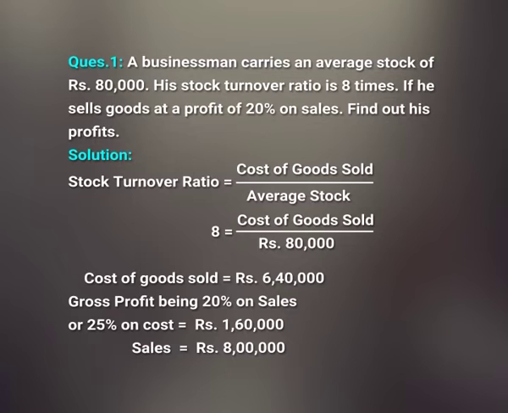Stock turnover ratio is equal to cost of goods sold divided by average stock. So, we have 8 is equal to cost of goods sold divided by rupees 80,000. Now, cost of goods sold is equal to rupees 6,40,000. Gross profit being 20% on sales or 25% on cost is equal to rupees 1,60,000. So, thus sales is equal to rupees 8 lakhs.